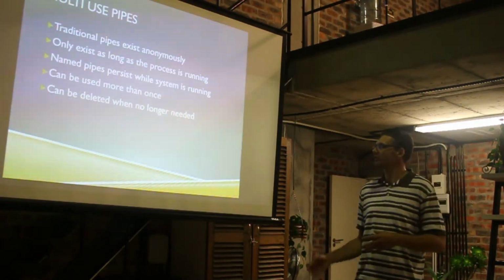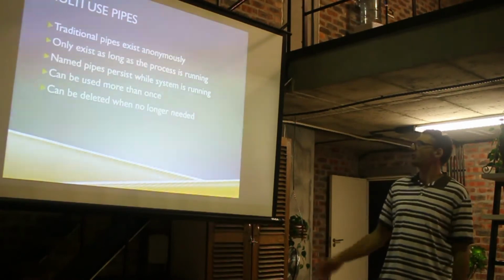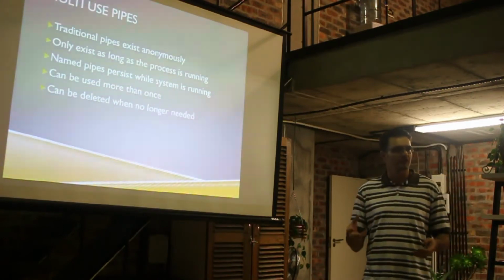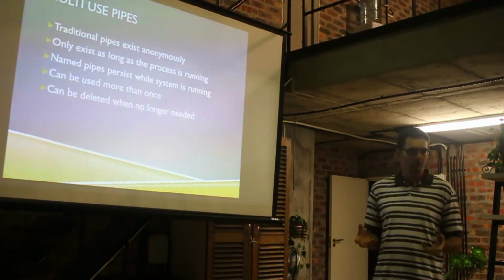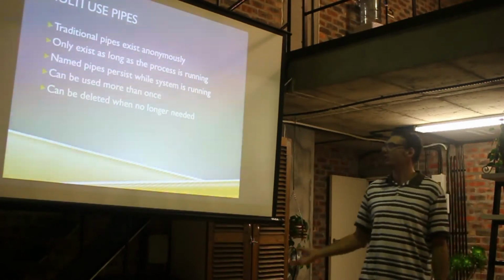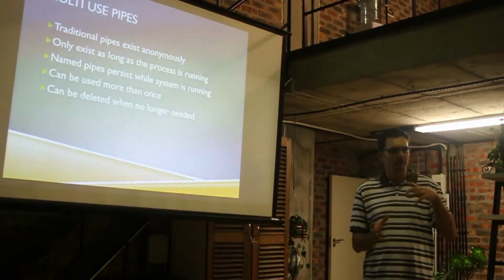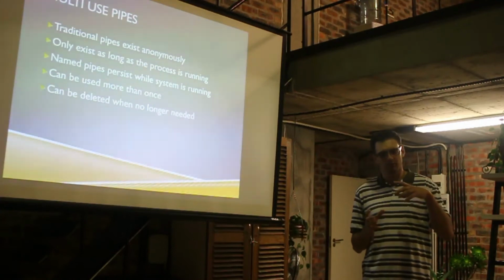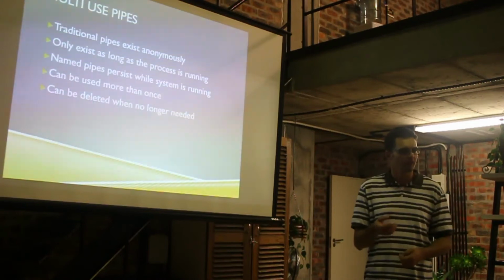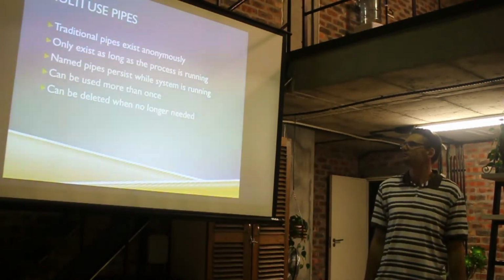So traditionally the pipeline that you saw there exists anonymously and it only exists as long as the process is running. The named pipe persists while the system is running. And then you can name it so you can use it more than once, and you can delete it when it's no longer necessary. So your normal pipelines exist only as long as those processes are running. You can have no kind of interaction with them. And you can't send any further input than what is already running in this process.